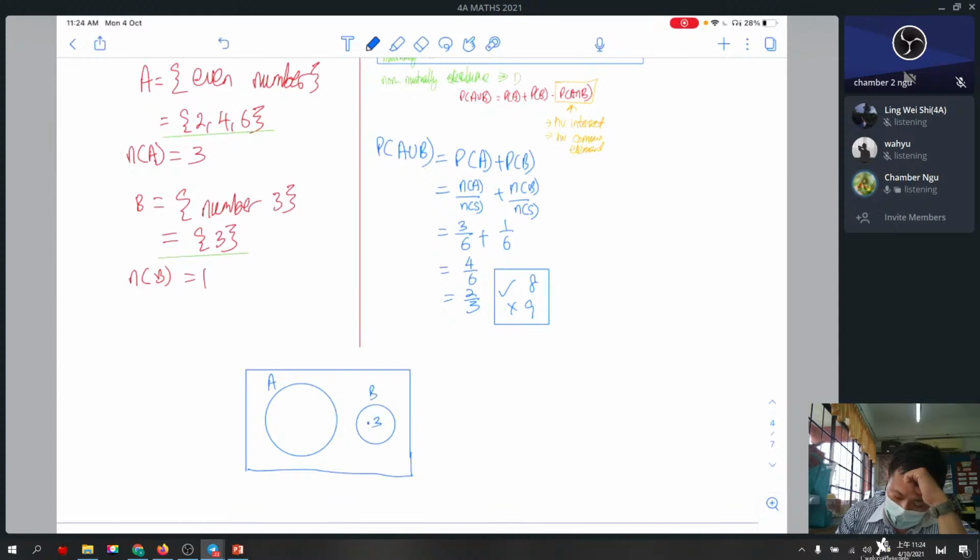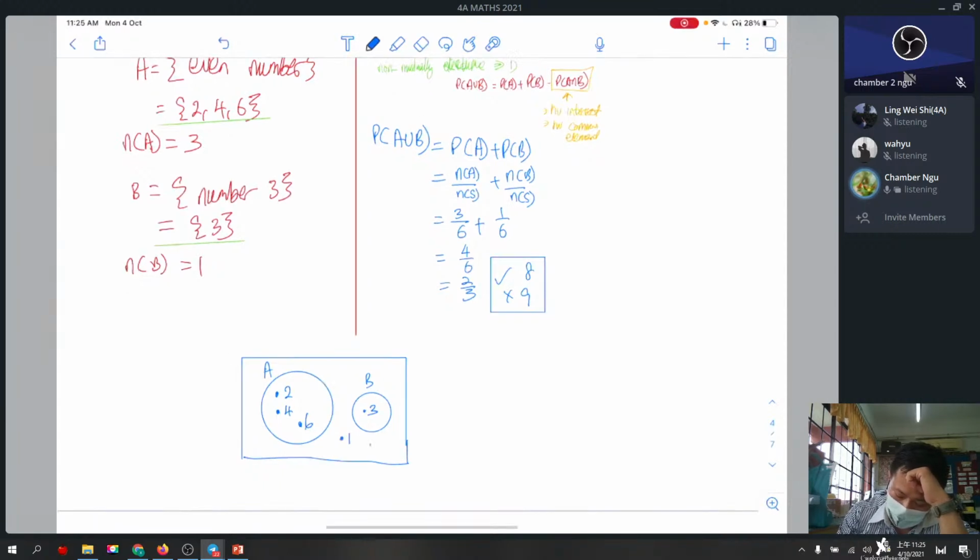Set B only has 3. On set A we have 2, 4, and 6. What are the numbers left? In the dice we have 6 numbers, 1 to 6. So the other numbers are outside set A and set B. 1, 2, 3, 4, 5, 6. So this is the universal set.